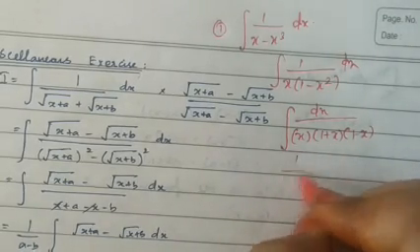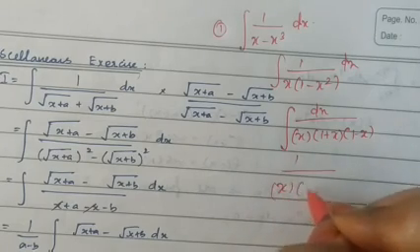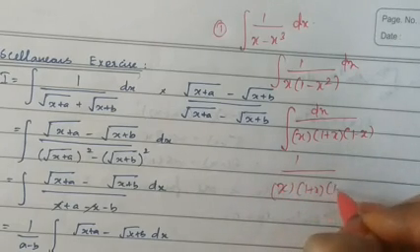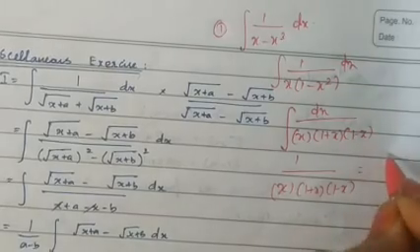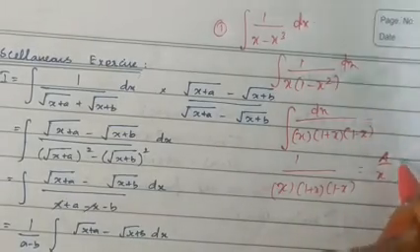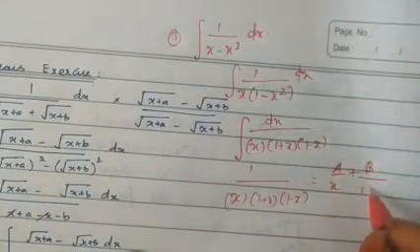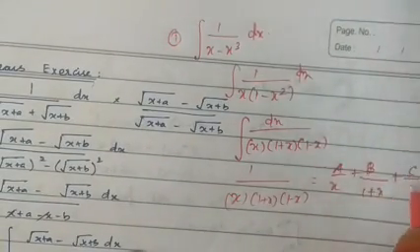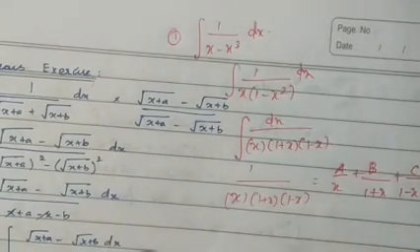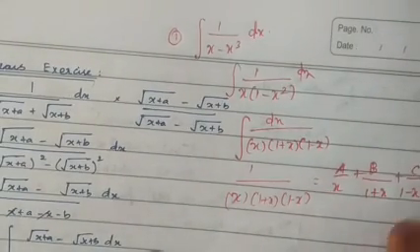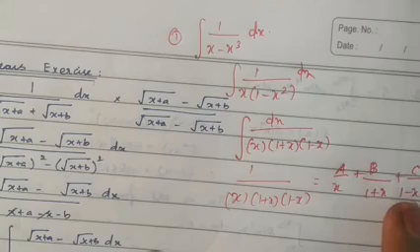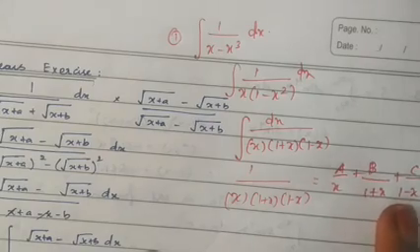Therefore, 1 divided by x into 1 plus x into 1 minus x can be written as a divided by x plus b divided by 1 plus x plus c divided by 1 minus x. After finding out the values, just integrate. While integrating 1 minus x, as the coefficient of x is negative, we should be very careful.